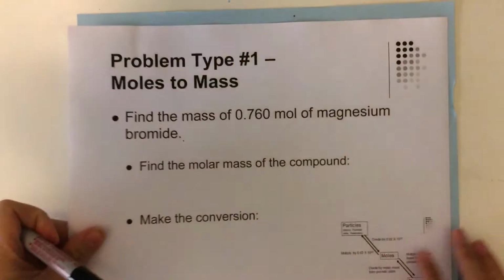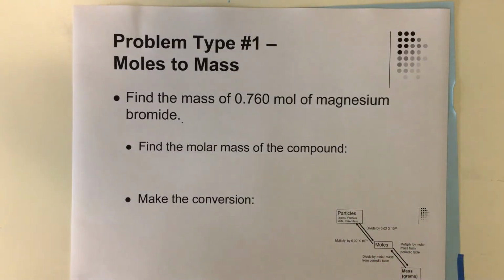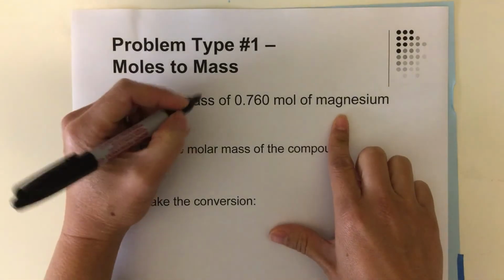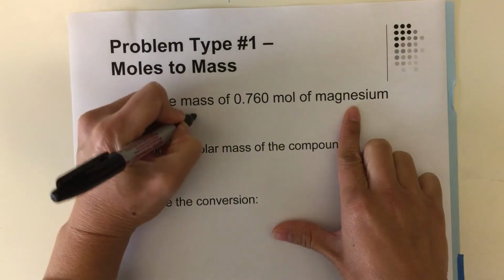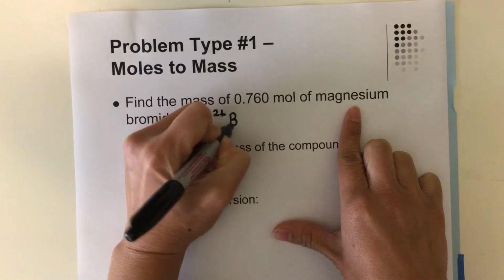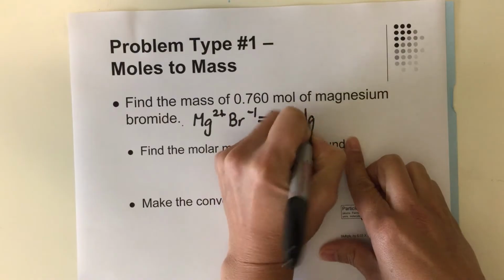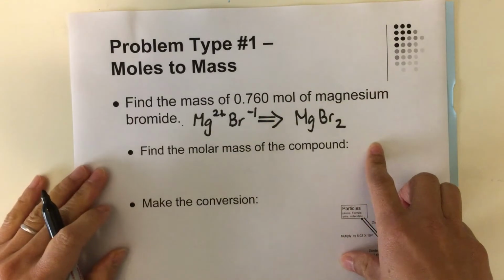So let's actually do some chemistry dimensional analysis. And I'm going to present a couple of types of problems. Type 1 is moles to mass. The first thing we want to do is make sure we know what this compound, magnesium bromide, looks like. We're balancing or neutralizing our ionic formulas. So magnesium has a 2+ charge. Bromide has a -1. So the formula of this compound is MgBr2. A little review from the last unit.